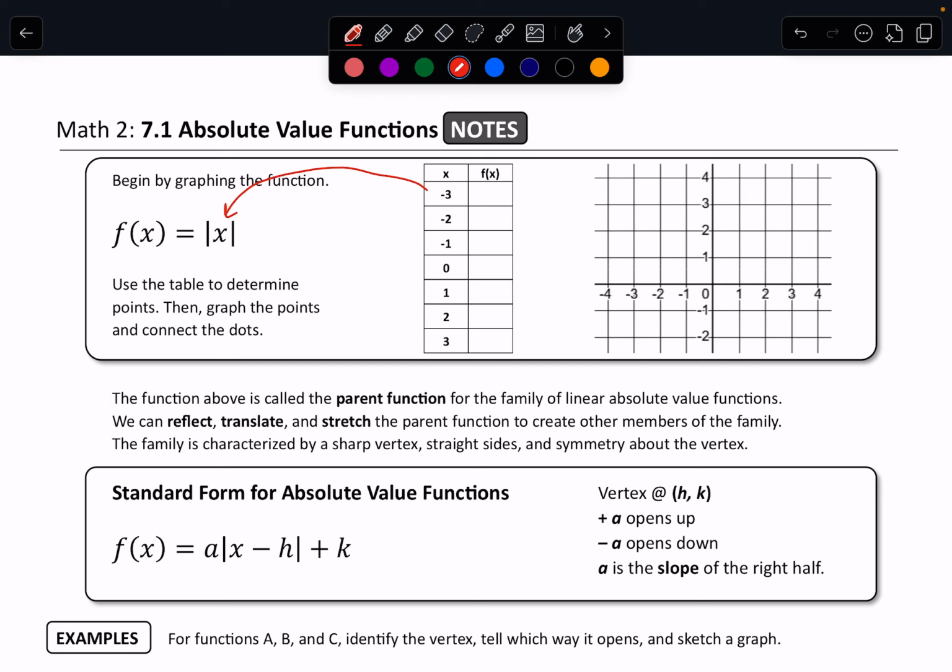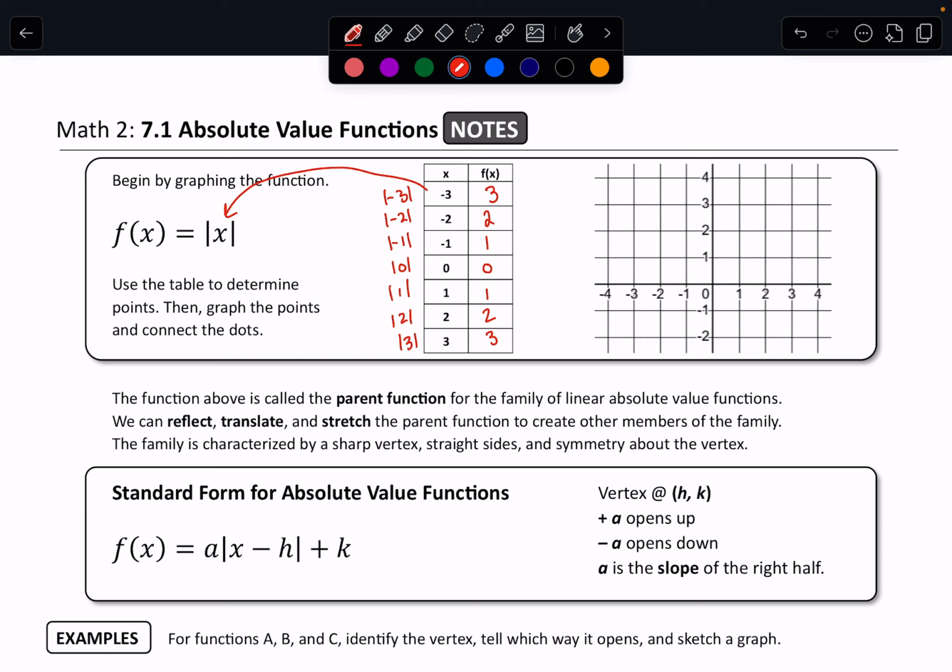So if I plug in -3, the absolute value of -3 is +3. The absolute value of -2 is +2. -1, absolute value is +1. The absolute value of 0 is 0. The absolute value of 1 is still 1. The absolute value of 2 is 2. Absolute value of 3 is 3.